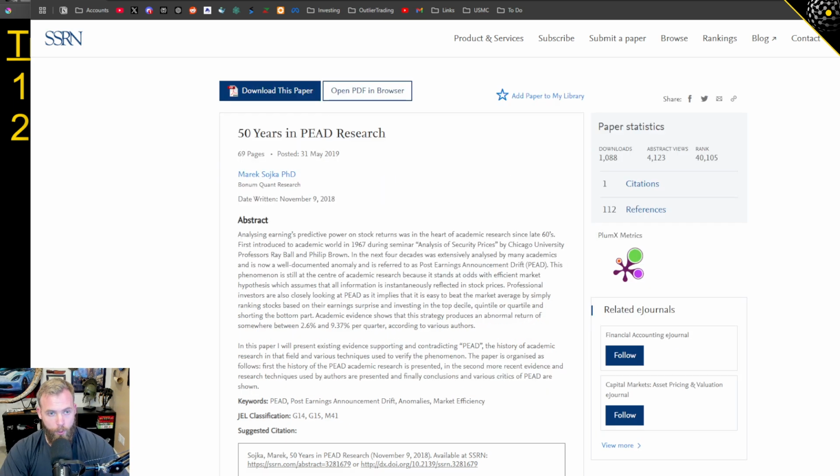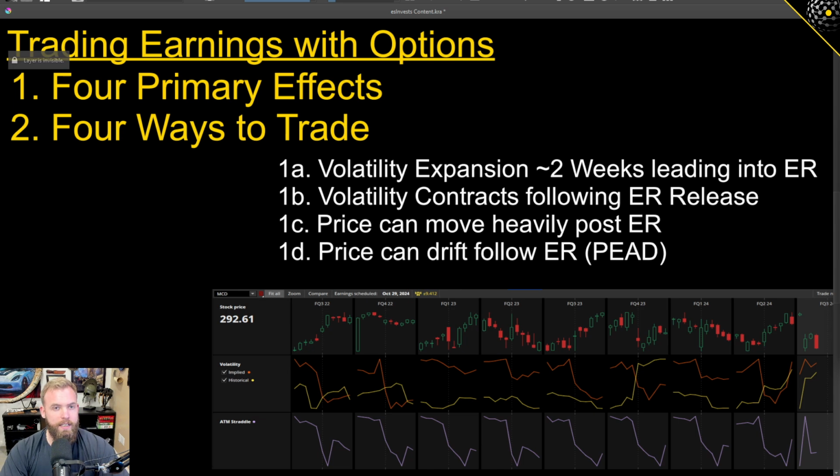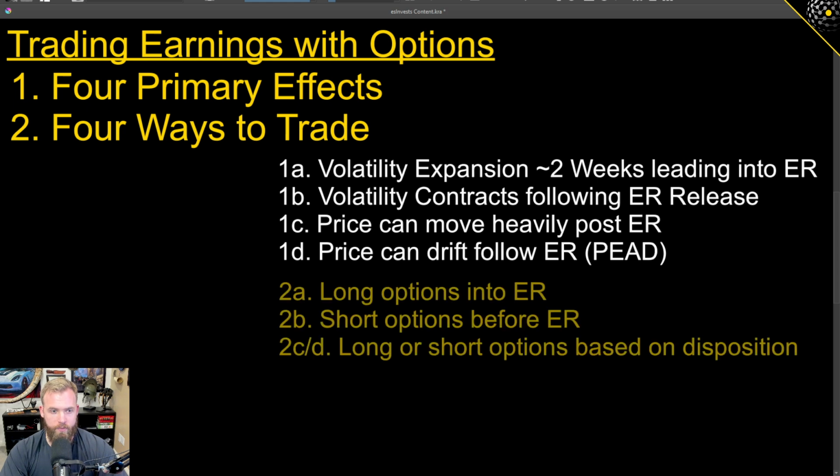And then this paper is pretty interesting because it summarizes 50 years of post-earnings announcement drift research. So lots of tools available to you to dig in. Now, let's talk about how we can actually trade some of these.